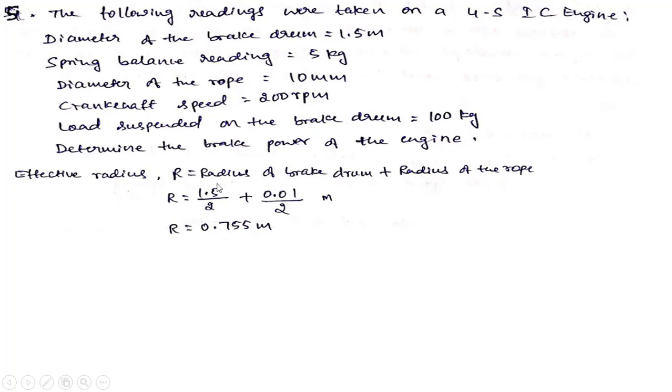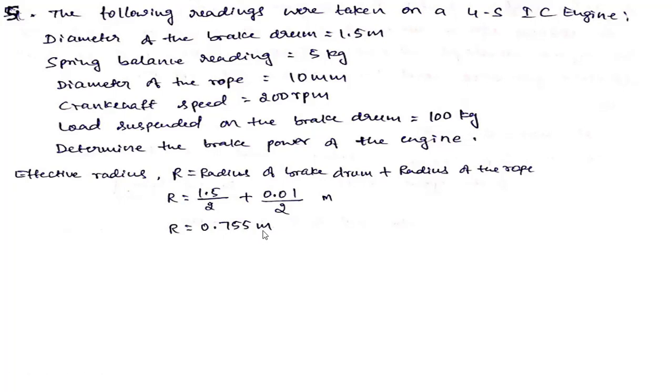This is effective radius. Diameter of the brake drum is given as 1.5 meter. So half of that will give the radius of brake drum, 1.5 divided by 2, plus radius of the rope. Diameter of the rope is given, it is 10 millimeter, and convert that into meter. 10 millimeter is 10 into 10 power minus 3 meter. It will be 0.01 meter, and radius of that is 0.01 divided by 2, and effective radius will be equal to 0.755 meter. So please calculate that.